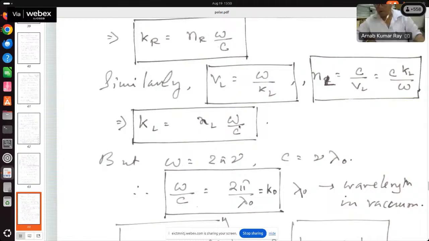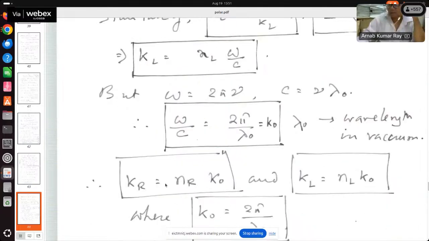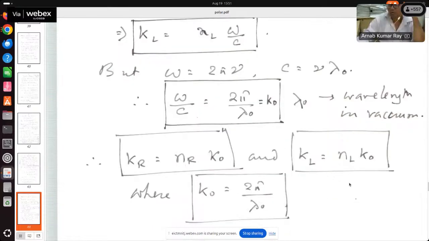What about omega by c itself? Omega doesn't change, it is 2 pi nu. And what is c? C is the speed of light in vacuum, and that will be the frequency of light, which doesn't change, times the wavelength of light in vacuum. So omega by c will be 2 pi by lambda naught, and that is k naught. So basically kr is equal to nr into k naught, which is the wave number in vacuum, and kl is nl into k naught, where k naught has been defined as 2 pi by lambda naught.